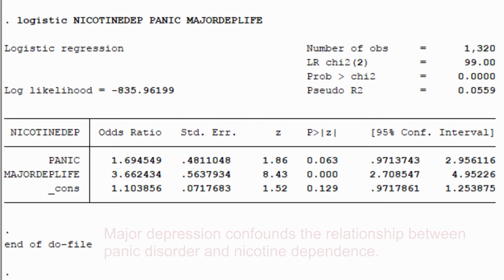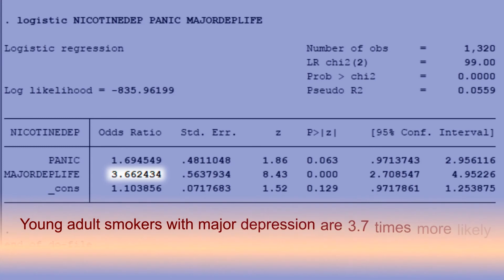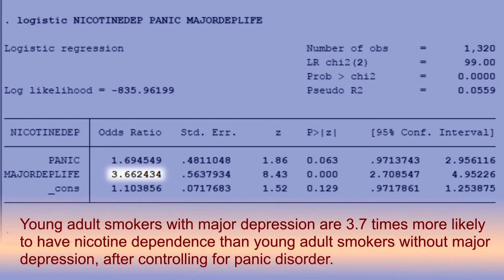Further, because panic disorder is no longer associated with nicotine dependence, we would not interpret the corresponding odds ratio, but would interpret the significant odds ratio between major depression and nicotine dependence. That is, that young adult smokers with major depression are 3.7 times more likely to have nicotine dependence than young adult smokers without major depression after controlling for panic disorder.